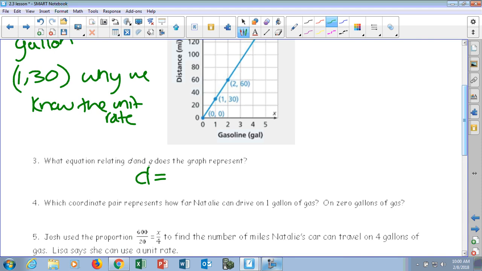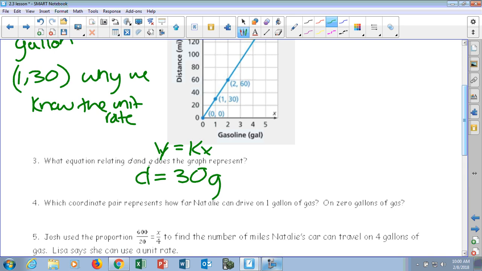We know our unit rate is 30 miles per gallon. For this equation in 3, I already gave you what D equals. Now we need to figure out where we could put our G into our equation. Remember, we always want it in y equals kx. Well, my y is my D. What's my constant? 30. And then my x is my G. So that's the equation we write. We were able to find that because we knew what our unit rate was, 30.